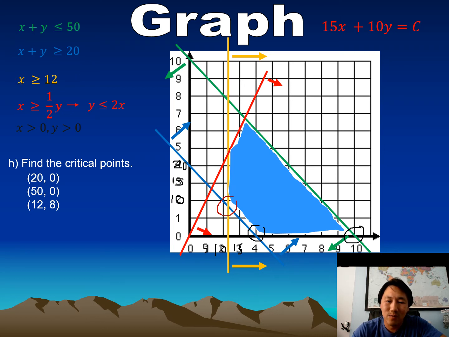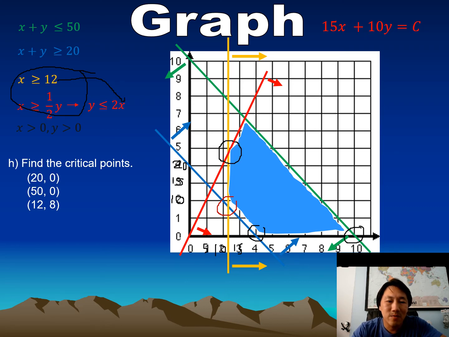Our next critical point is here. Again, that's kind of hard to tell what that is. But to solve it, it is between the yellow line and the red line. So these two. And you can substitute it into the simplified version or not. It doesn't matter. It might be a little bit easier to plug into this one.